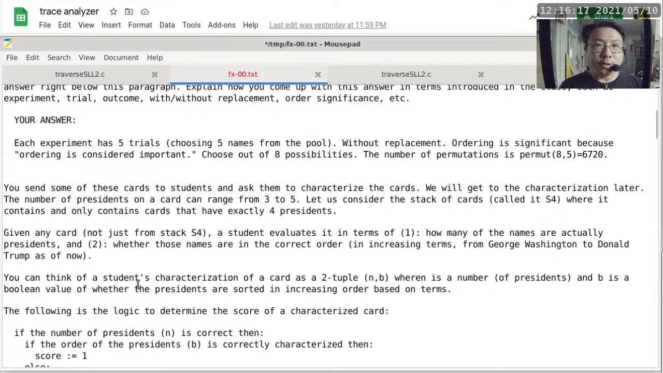So you can think of a student's characterization of a card as a 2-tuple (n, B), where the number of presidents is n, and B is a Boolean value of whether the presidents are sorted in increasing order based on terms.